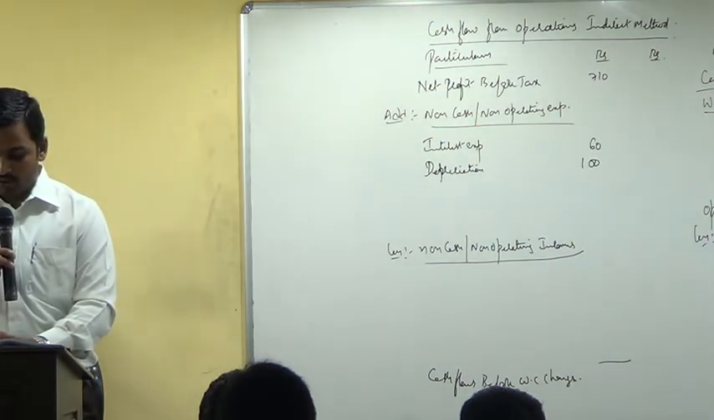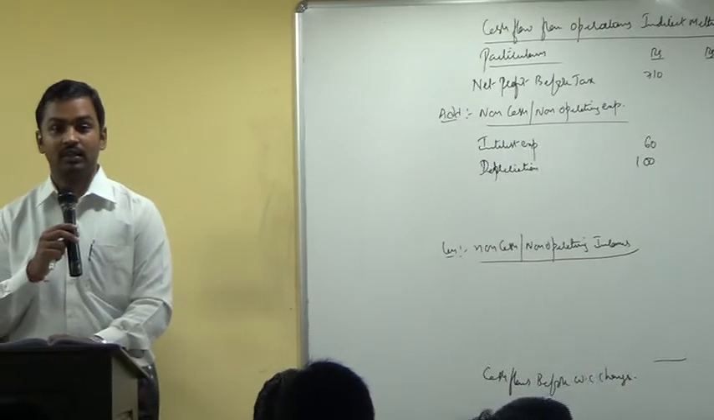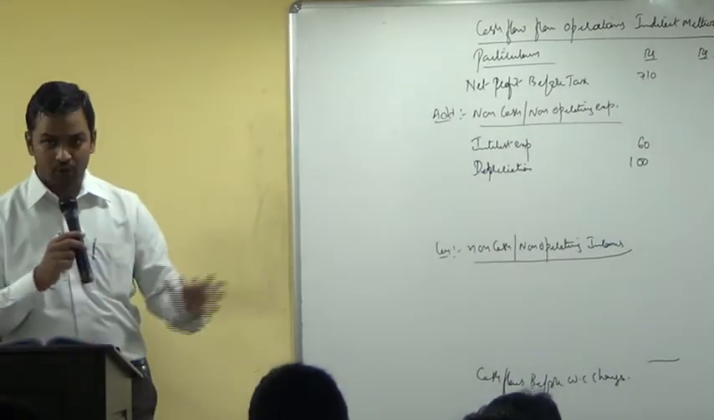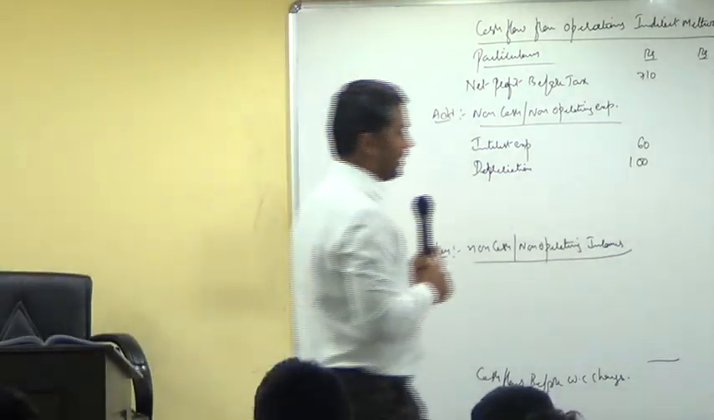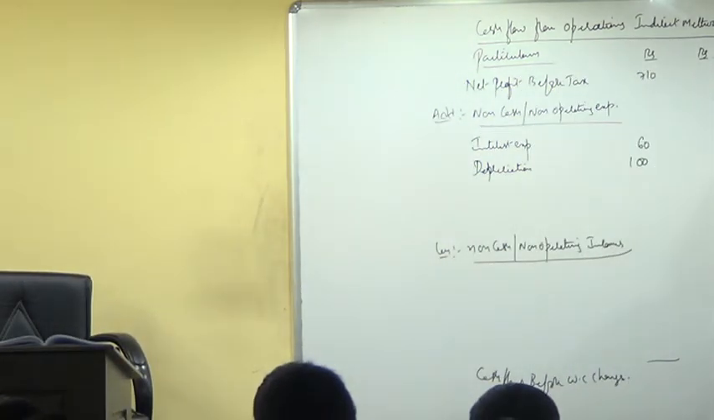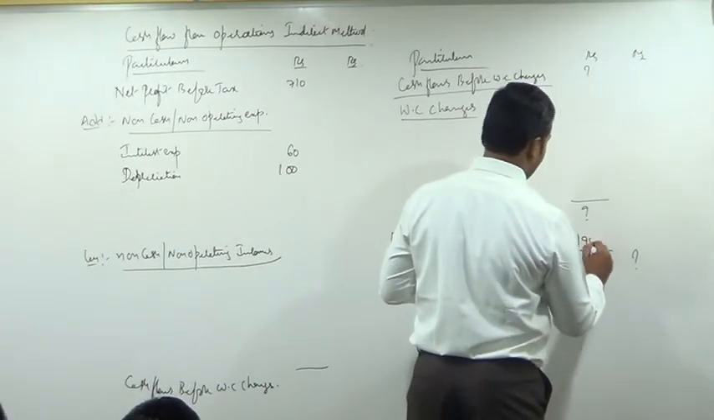Okay, profit before tax, tax provision. If we show tax provision as a payment, no. We want tax paid. I think you already know tax paid. Advance tax paid. How much was it? 195.